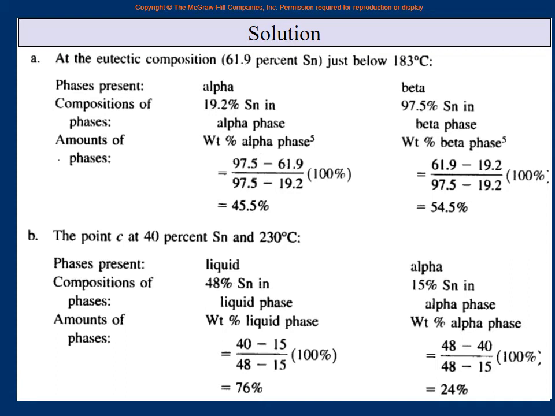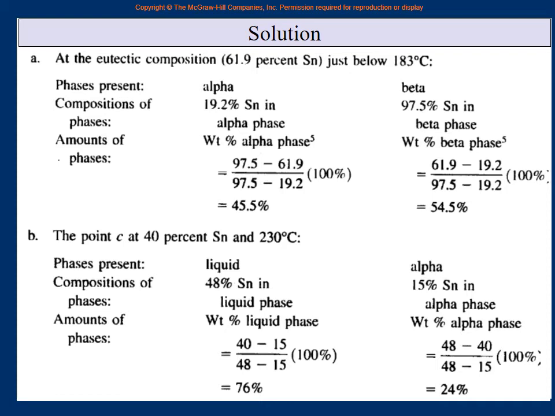So the tie line at the eutectic temperature, 183. You will see that it goes there and cuts alpha at 19.2%, and it goes there and cuts the other one, beta, at 97.5. So the alpha point is 19.2%, the beta point is 97.5%, and then you can write whatever you have. If you want to find alpha, you go to the other side.